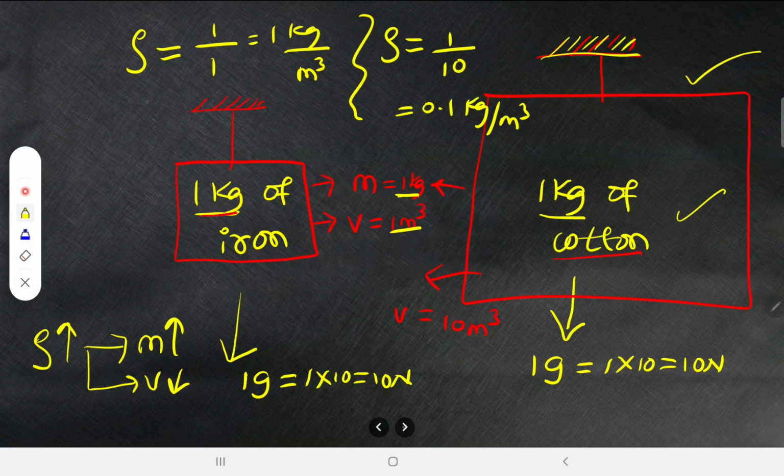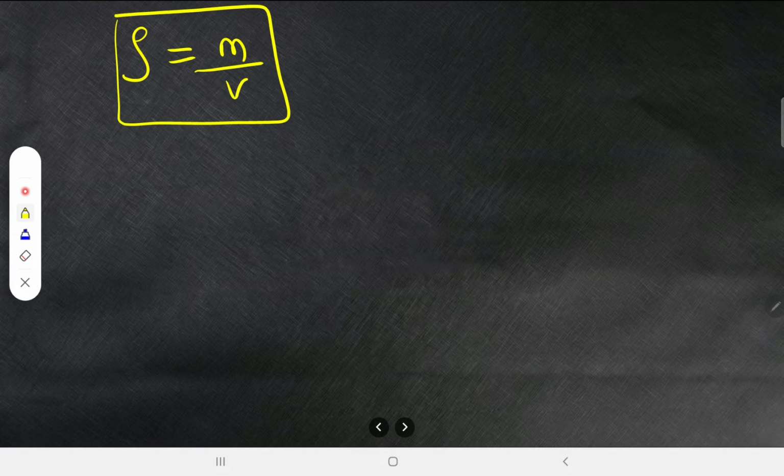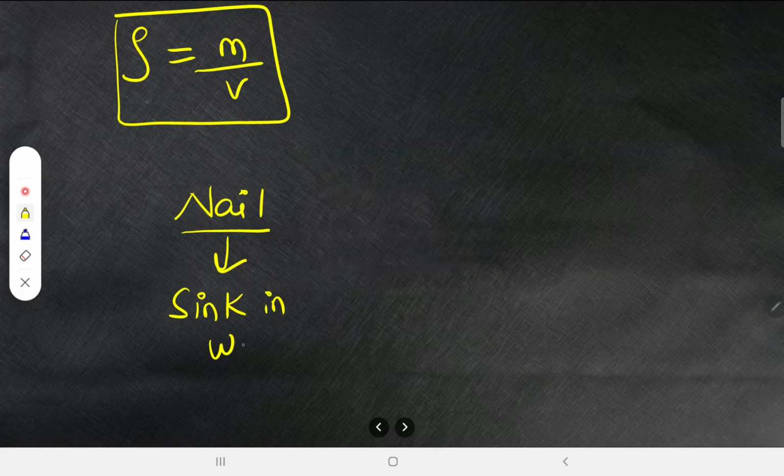All right, fine then. Going forward to the next thing. The concept of density is already clear: density is equal to mass divided by volume. Let me give you one more example. You must be thinking about this nail. This nail is going to sink in water. The nail will be sinking in water.